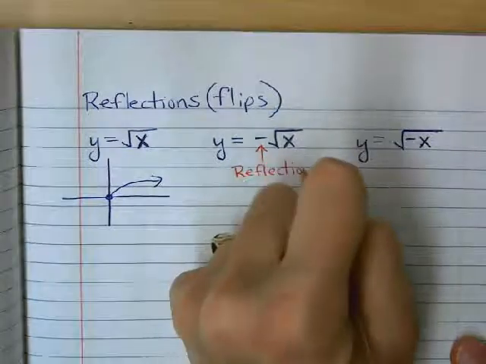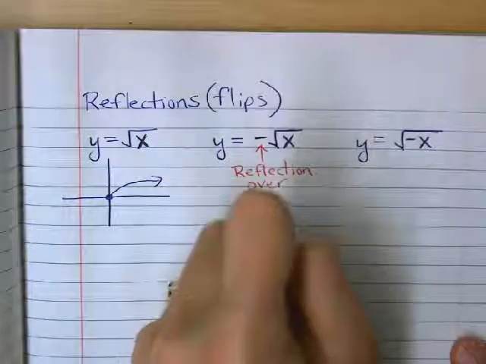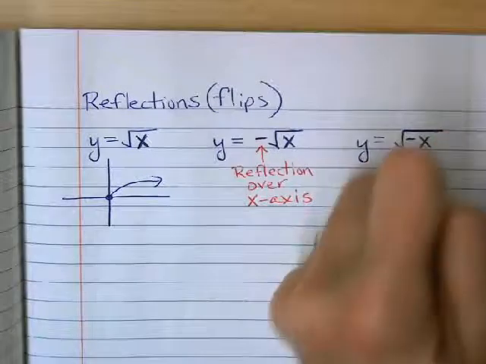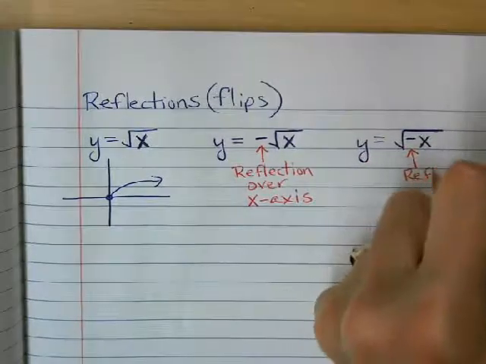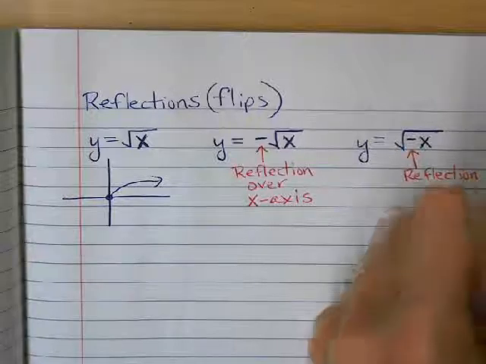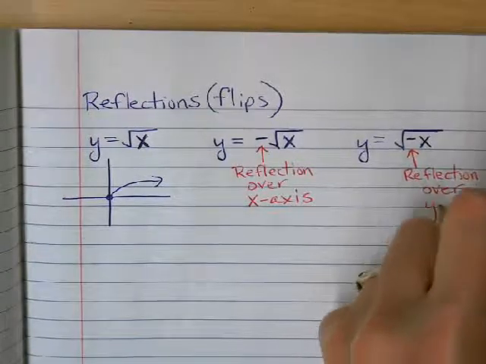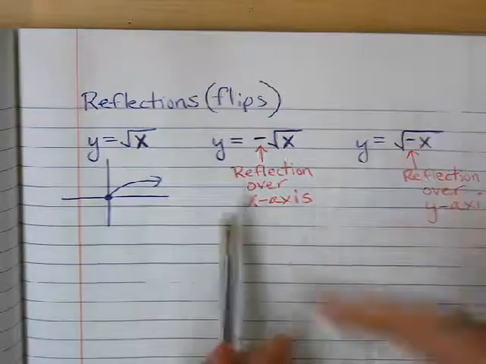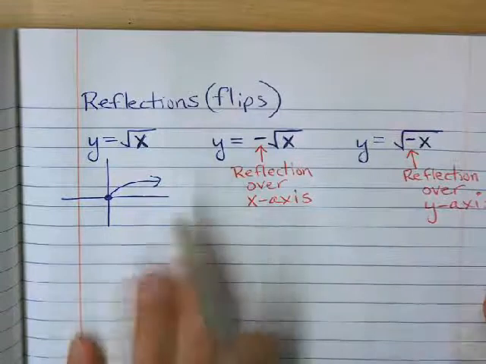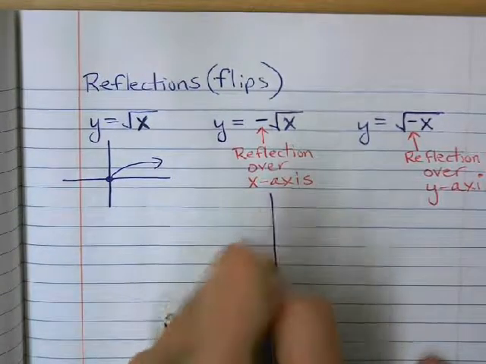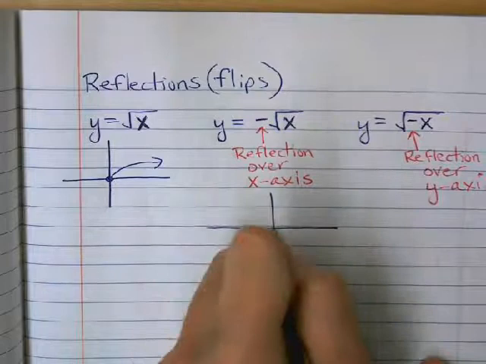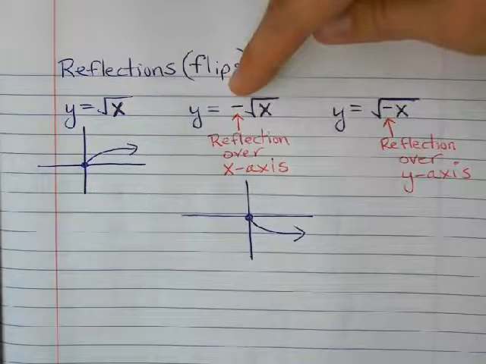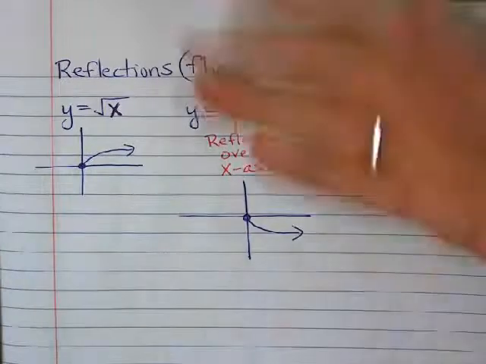It's a reflection over the x-axis. But if the negative's inside the square root box, then the reflection's over the y-axis. It's important to recognize that because on the assignment, they give you one or the other, and you have to figure out which one it is. If it reflects over the x-axis, that means it flips down. If I graphed it, it would flip down like that. If it has a negative in front, it flips downward over the x-axis.